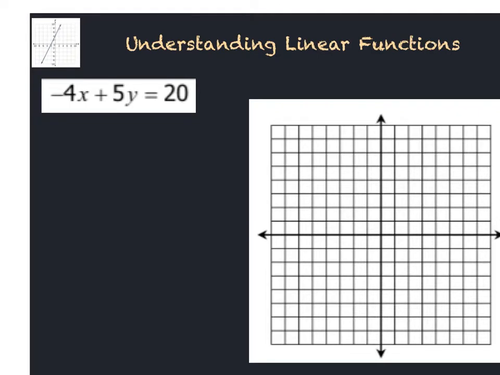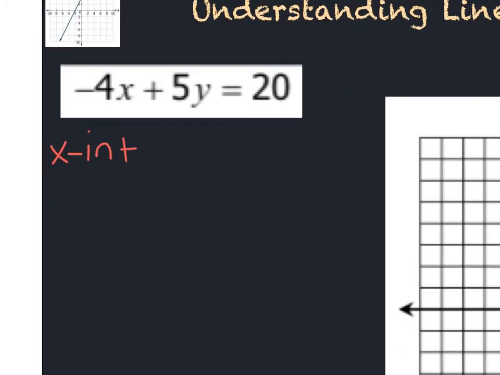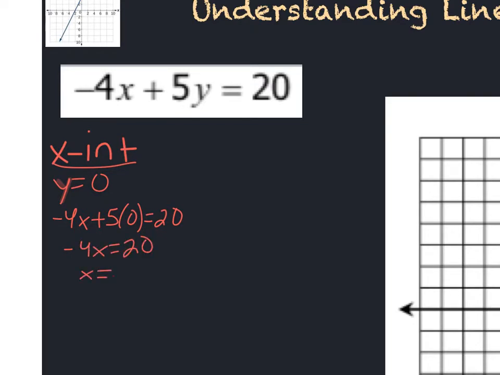But if we're wanting to graph this using x and y-intercepts, we'll have to find the x and y-intercept first. So let's look for the x-intercept first. To find the x-intercept, you have to set y equal to 0. So y has to equal 0. So this is going to be negative 4x plus 5 times 0 equals 20. 5 times 0 is just going to be 0, so it would be negative 4x equals 20. That would mean that x is going to equal negative 5.